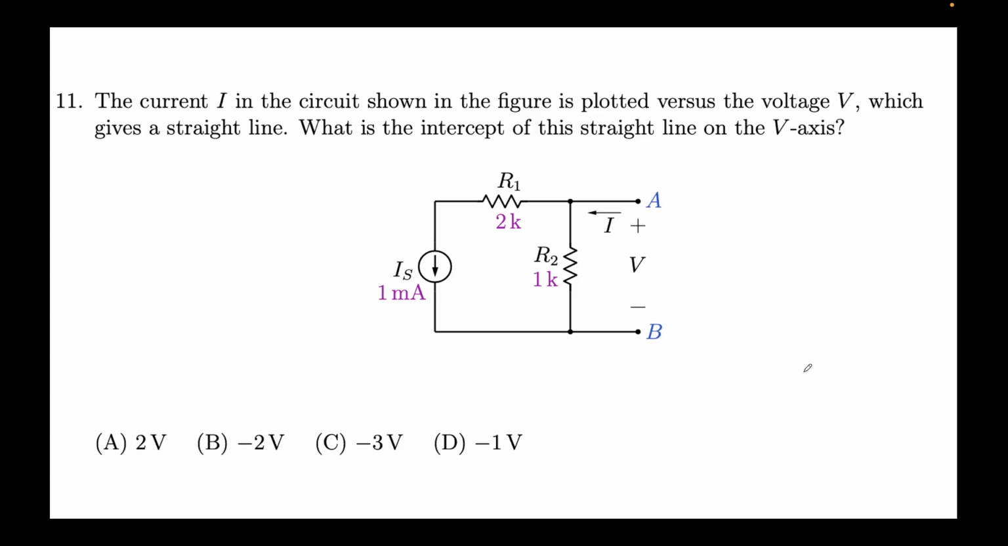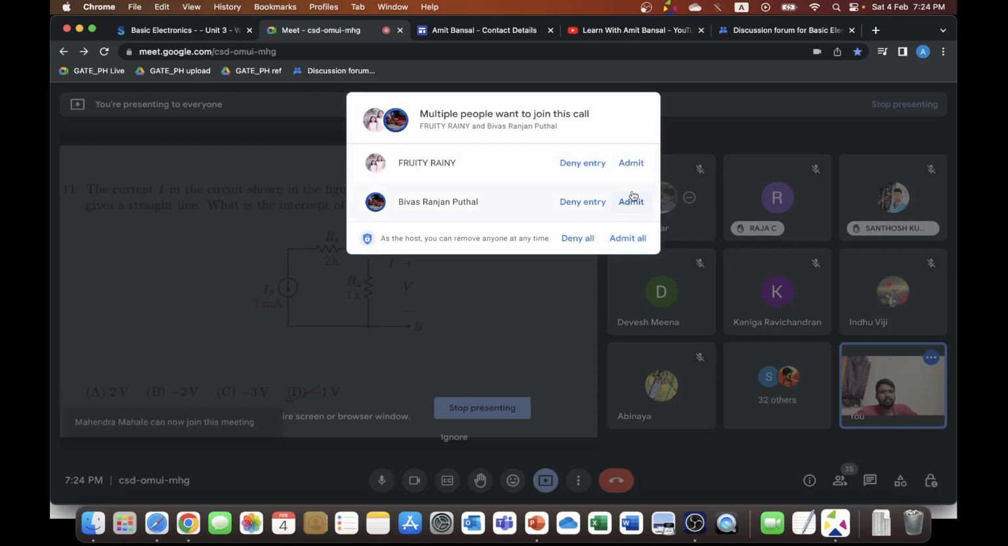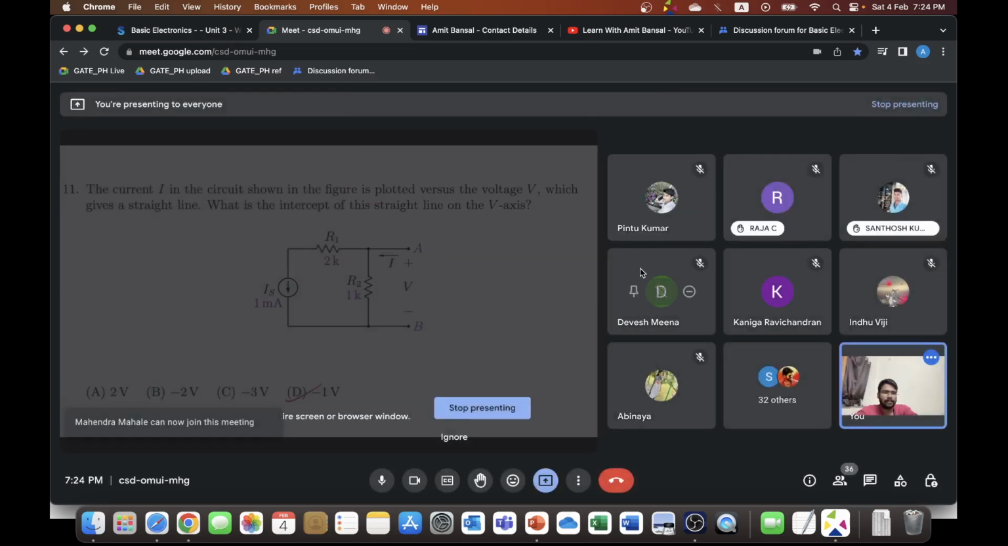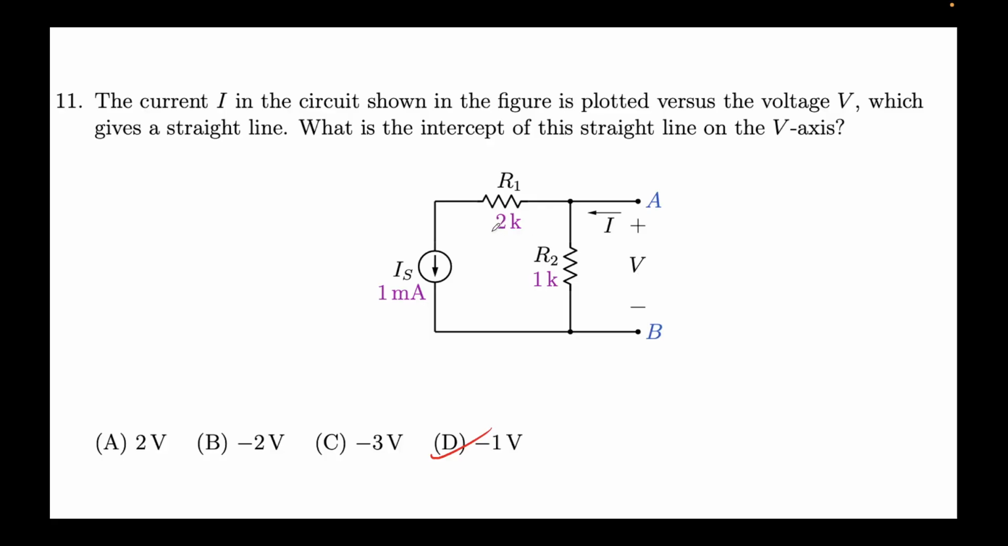So this is problem number 11. We get minus 1 volts. The answer should be D according to my answer. Yes, D is correct. That's what we did. You cannot get a simpler problem than this. Just writing the node voltages and Ohm's law, and we got the answer. Straightforward problem. That's it.